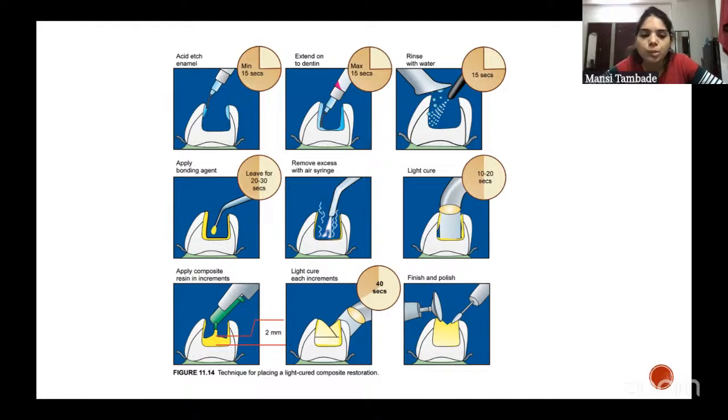Then the composite is being applied in the incremental level. Okay, and the light cure is being done for this. Then the finishing and polishing of the composite restoration. So this is the whole procedure, how bonding agent helps in the restoration of the composite.